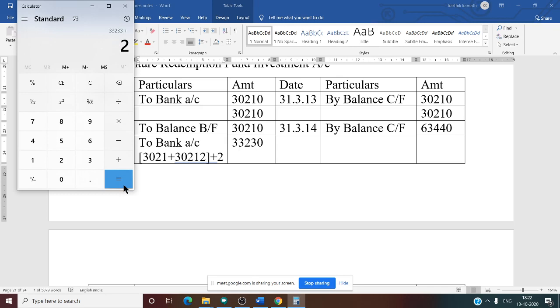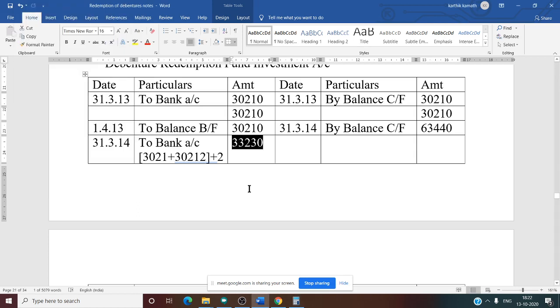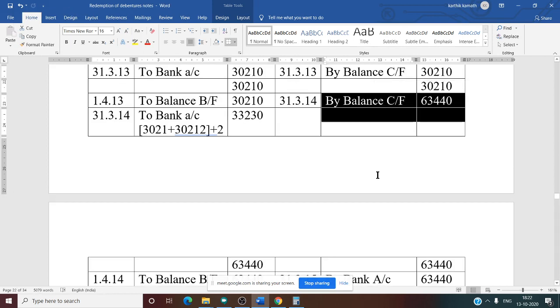But in multiples of 10 only. That is why we are ignoring this 5. We are ignoring this 5 and we are taking only 33,230. Remaining amount goes to the next year. If there is interest calculation, it goes to the next year. Yes. So now total of that second year is 63,440. No other entry. So 63,440 is total of the second year.